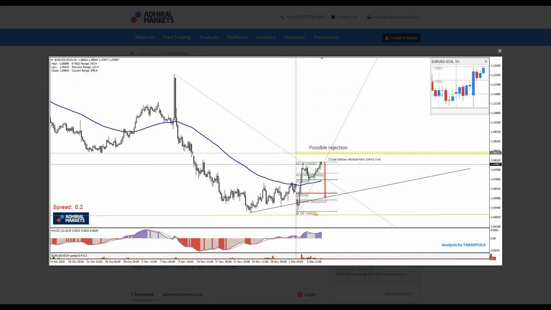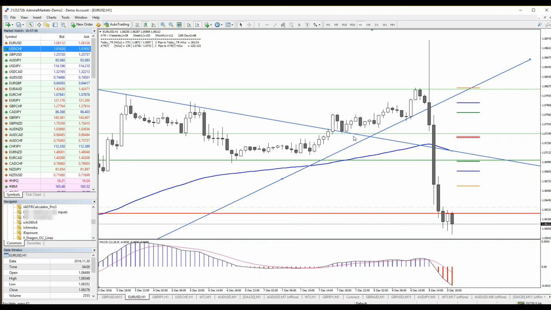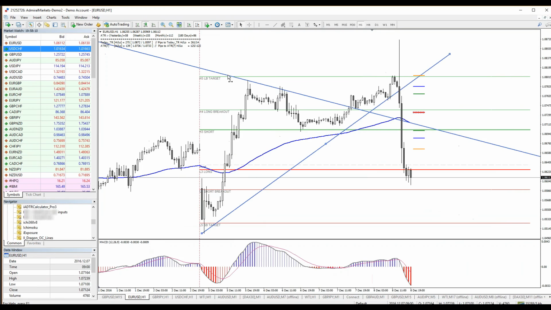So in order for you to use price action confirmation, wait for retracement trend line breaks. That's very important, guys. You need to wait for retracement trend line breaks. Retracement trend line will always show in a trend.